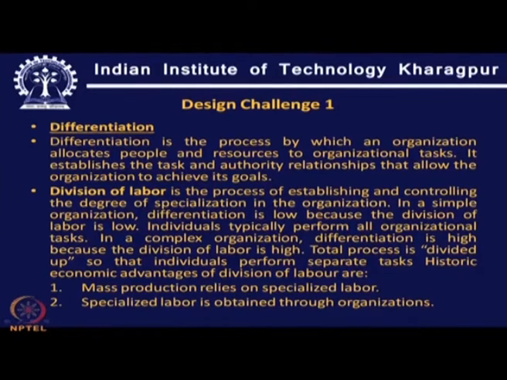So, the advantages of this is that mass production relies on specialized labor. If we are doing some repetitive task with fewer variations in it, and it is specialized labor, focusing on each portion of the thing, then it helps in mass production. And specialized labor is obtained through organizations.